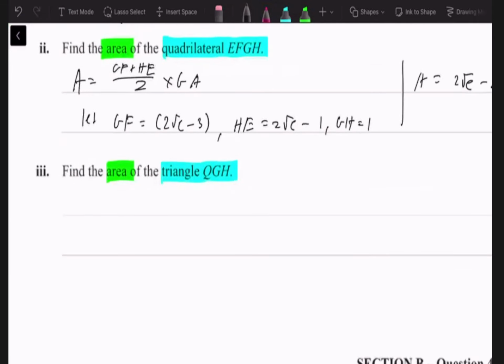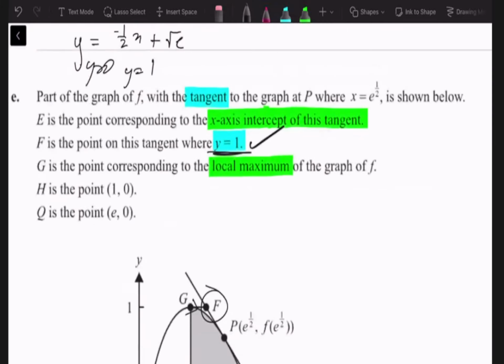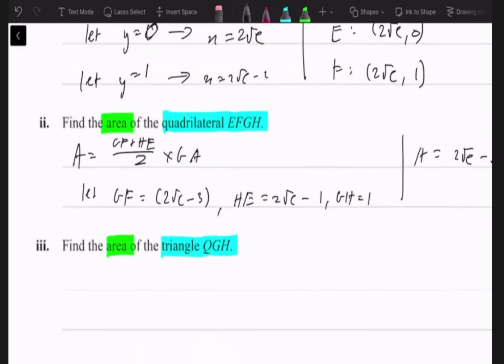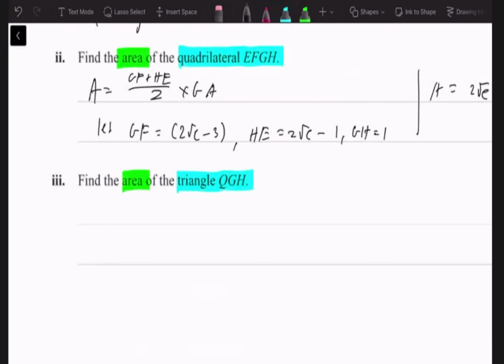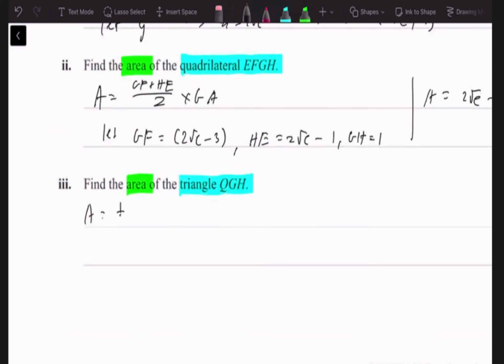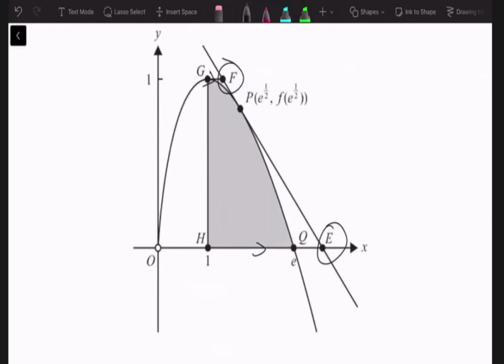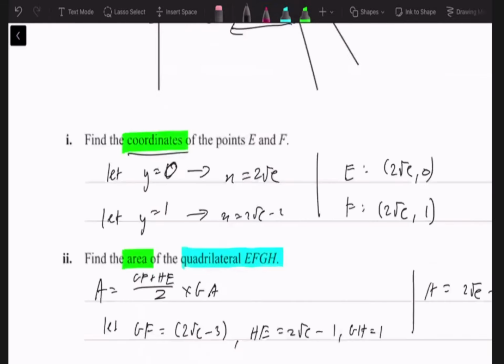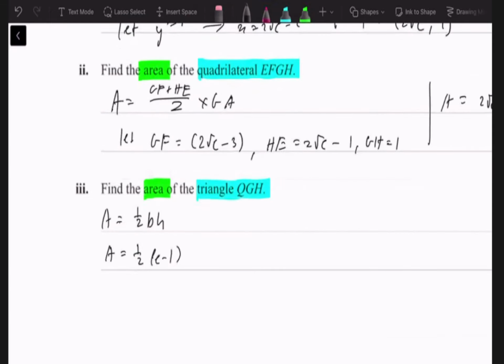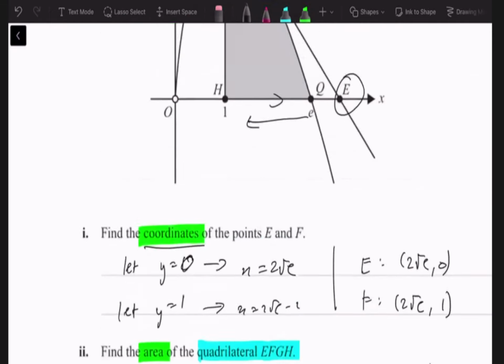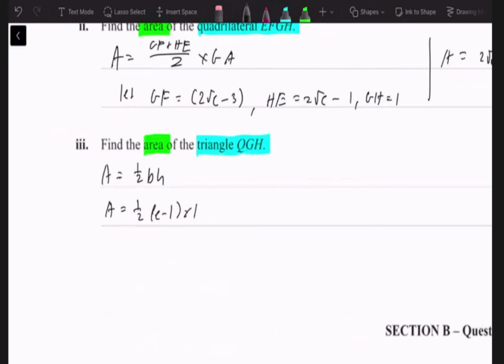So find the area of triangle QGH. Luckily it's just a right angle triangle, so that means we can use area equals half base height with no issues. Base is QH, so e to 1, so e minus 1. And h is GH, which we found in the previous question was 1. So area is just e minus 1 on 2 units squared.